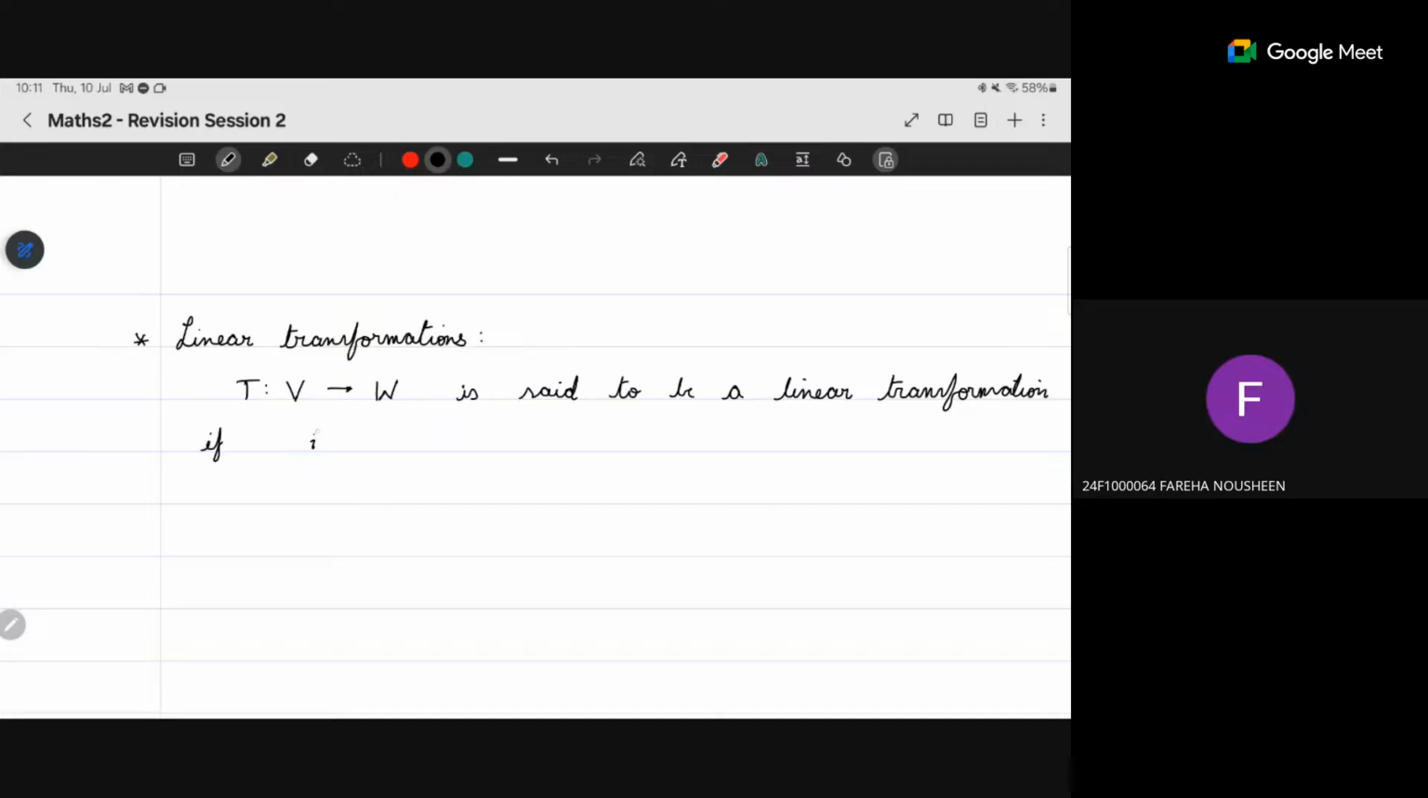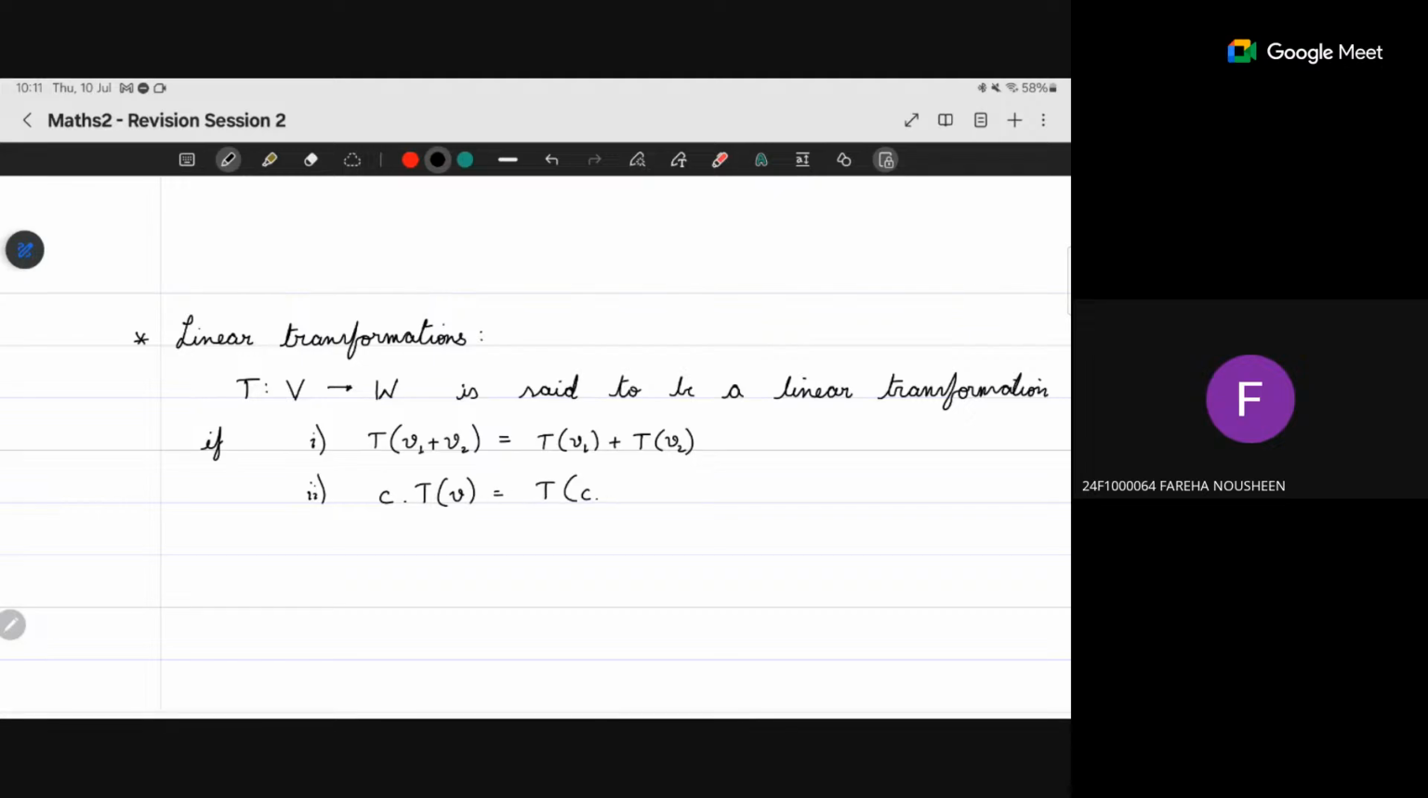If addition is respected, meaning if you add and take the image, it's the same as taking the image and adding them. Where do these pluses lie? This plus is in V, this plus is in W, all of these things you need to carefully see. This dot is in W and this dot is in V. So all of that is fine.